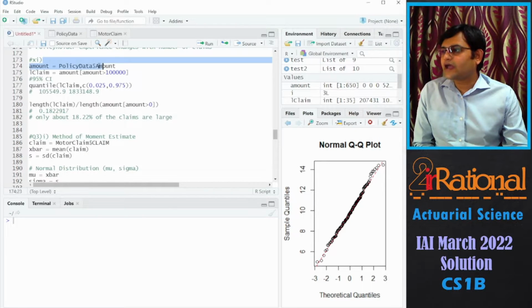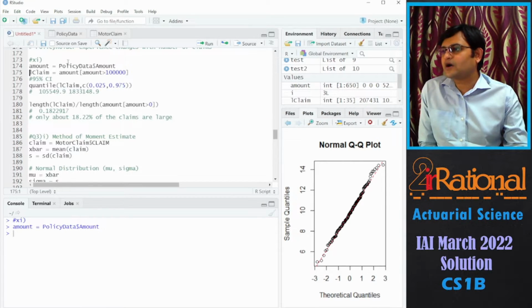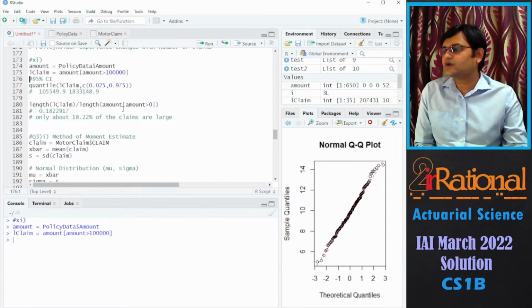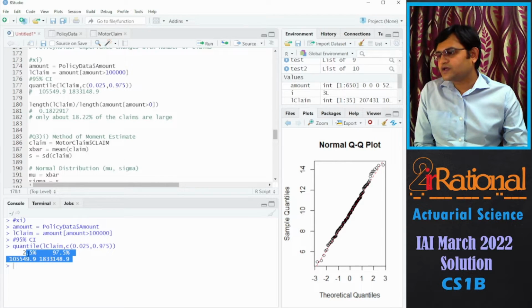So here I have run the amount separately. So I'll say amount is going to be policy data dollar amount. Then large claims would be amount such that amount is greater than 100,000. Okay, and for the 95% confidence interval, we'll calculate the quantile from these large claims for the values 0.025 and 0.975. So we get our confidence interval as this.